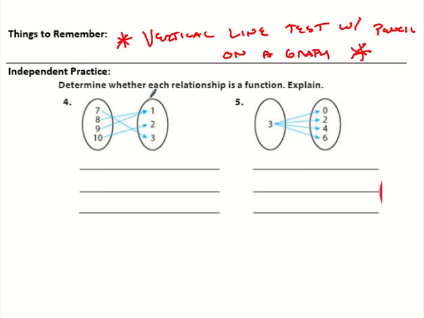Okay, here's your independent practice. See how you do. If you have any questions, let me know.